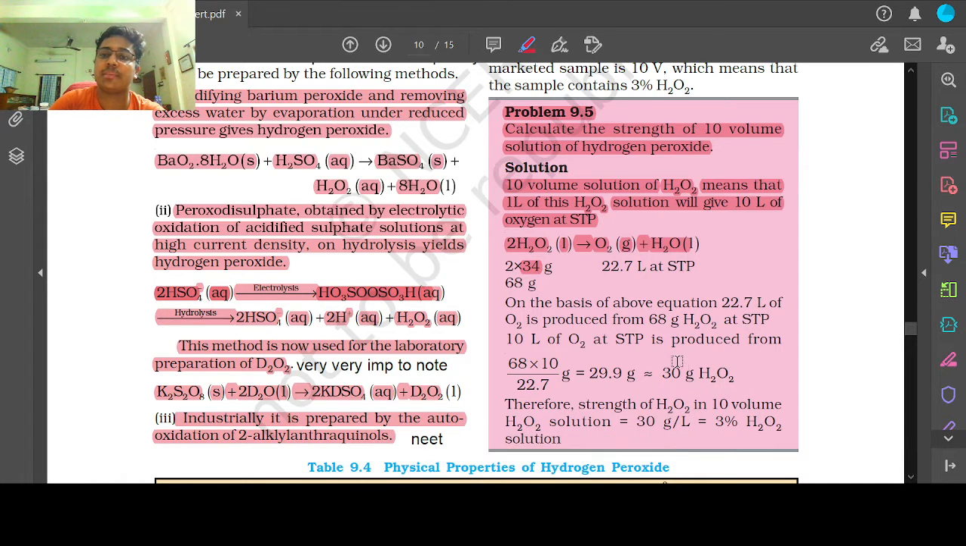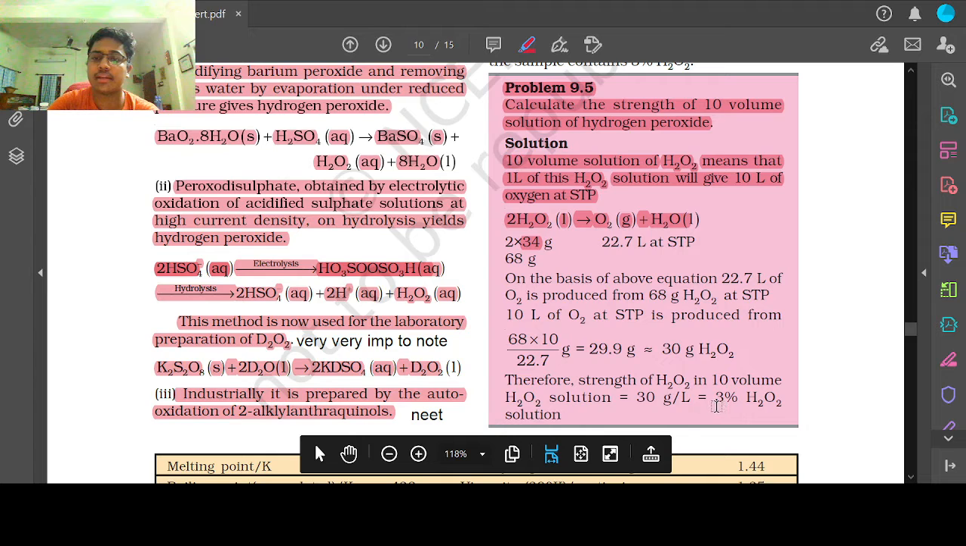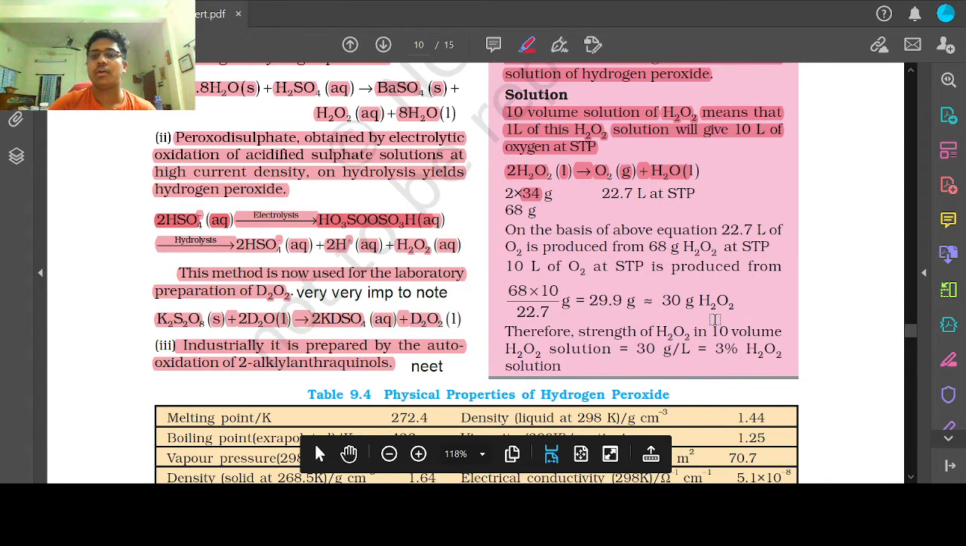And if you have to find it in terms of percentage, then divide it by 100. Okay, so 30 grams per liter strength, it is a gram per liter strength, and 30 by 100 gives 3%. Or you can say that it's 30 by 10 also, because it's 10 volumes. So 30 by 10 gives 3% H2O2 solution. Okay, so this is the gram per liter strength.